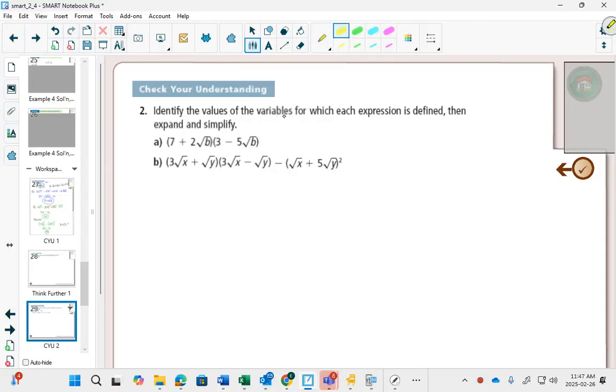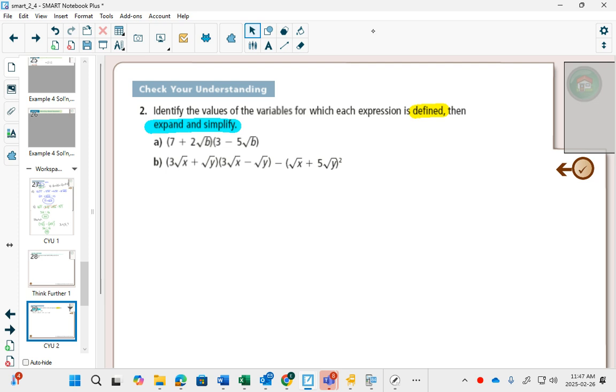Identify where it's defined, then expand and simplify. So this has two instructions for us to do. Defined, we have to say, where is it possible? What's the domain? What values for the variable work?